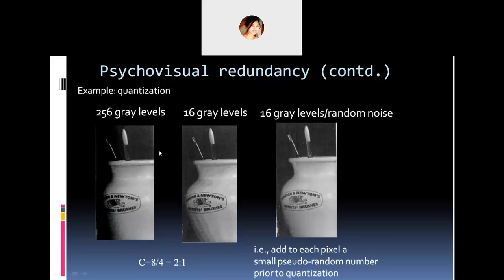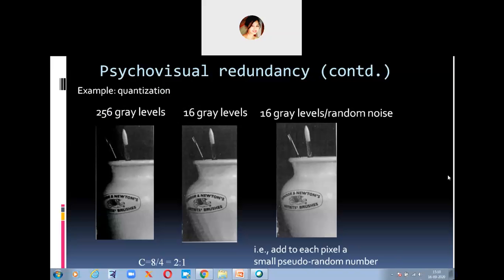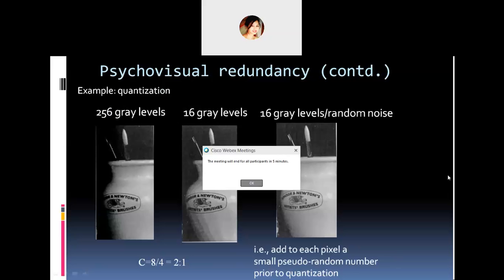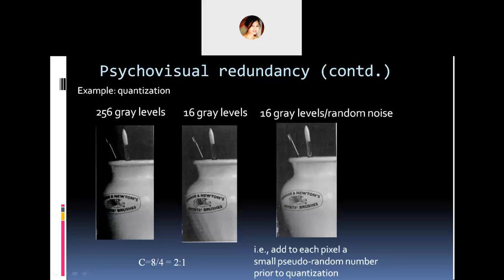Then this is again an example of psychovisual redundancy. They are applying quantization. Guys, can you remember the terms sampling and quantization? What is quantization? Remember, we showed quantization of the image, taking the image of Einstein, starting from 0 to 255. Do you remember how the quality of the image changed when we spoke about the different gray levels?